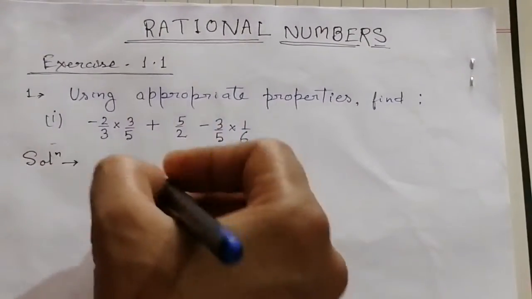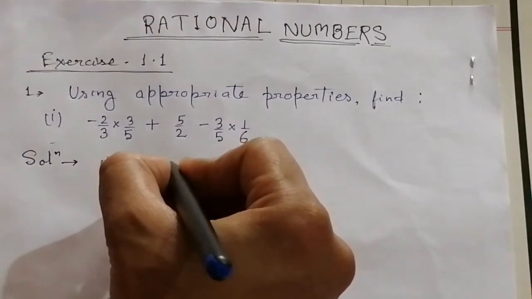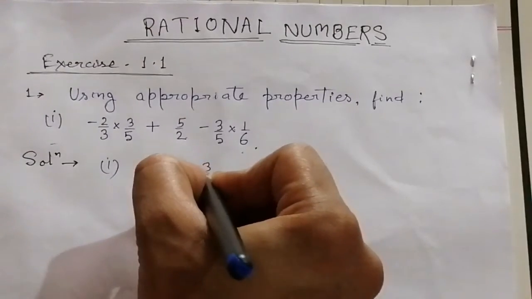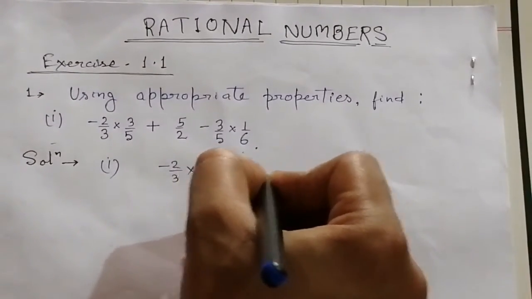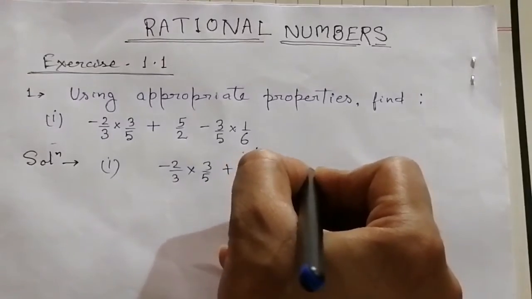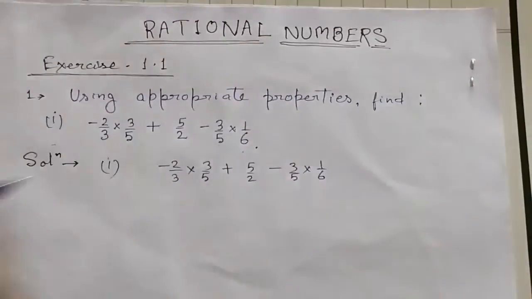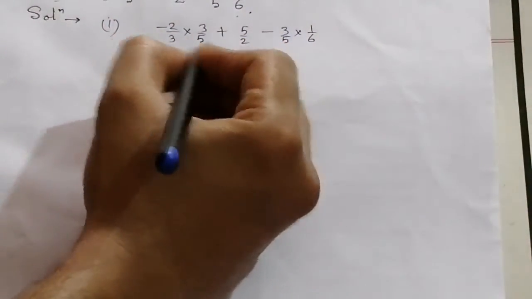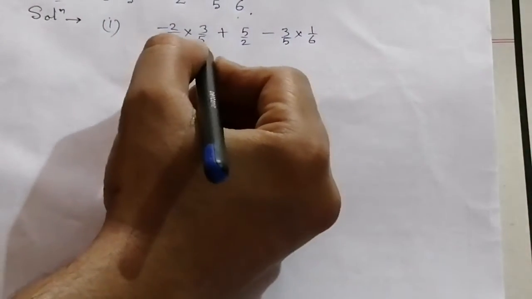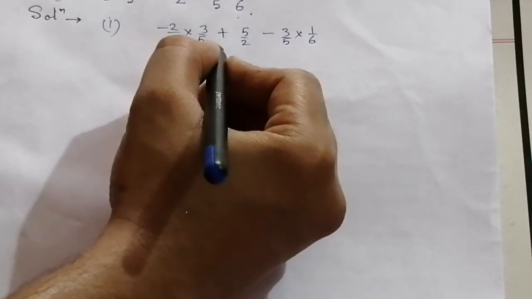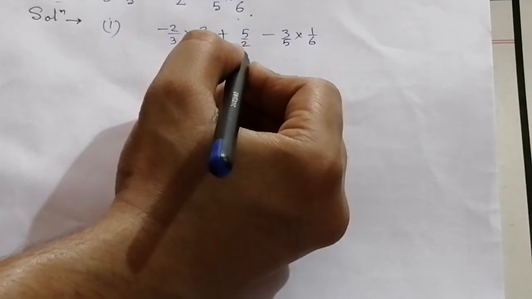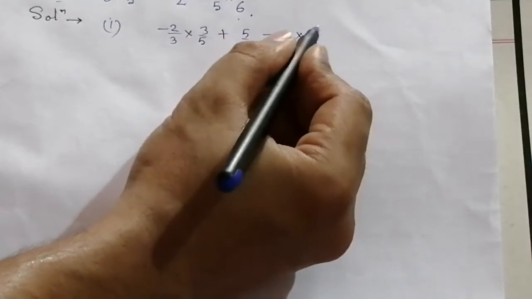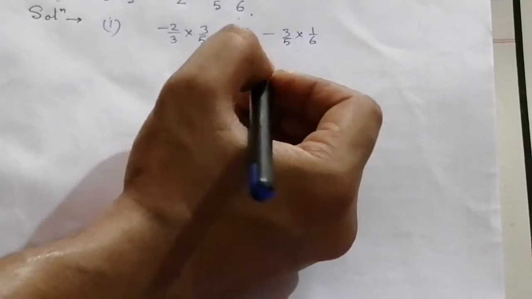First part is minus 2 over 3 times 3 over 5 plus 5 over 2 minus 3 over 5 times 1 over 6. Here we can see that this expression has 3 terms. In the first term, 2 rational numbers are multiplied, then 1 rational number is added, and after that subtraction, what is subtracted here? 2 rational numbers after multiplication.